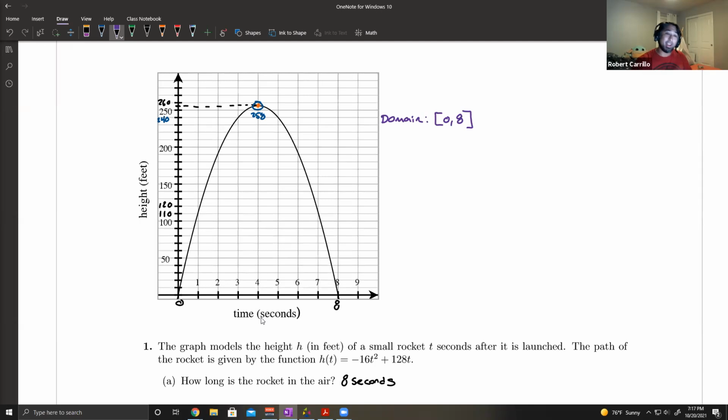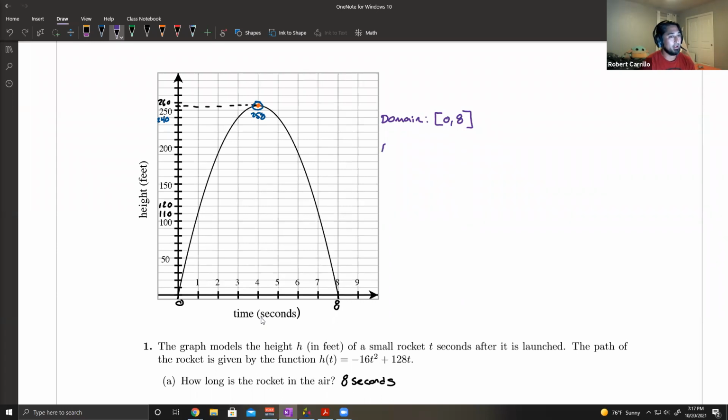So now here's where it kind of conflicts with what we learned last time. We did say the domain of all quadratic functions is all real numbers, but now you put a real world application on it, and can a rocket stay in the air forever? No, right? So it's got to hit the ground somewhere. So this domain only goes from 0 to 8 seconds.